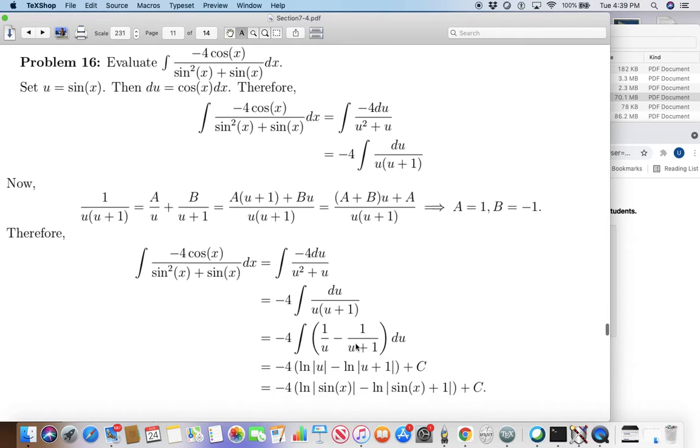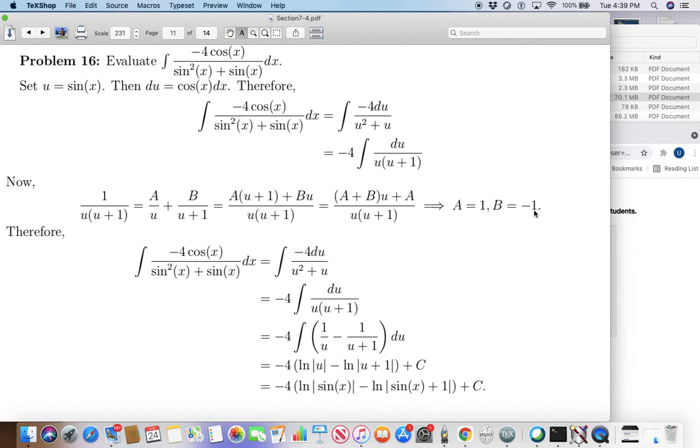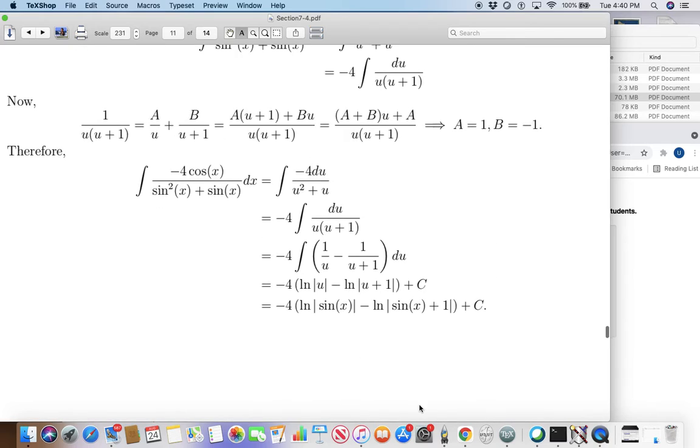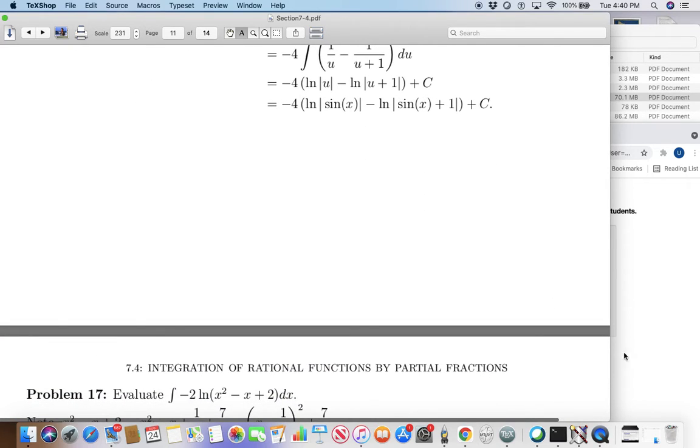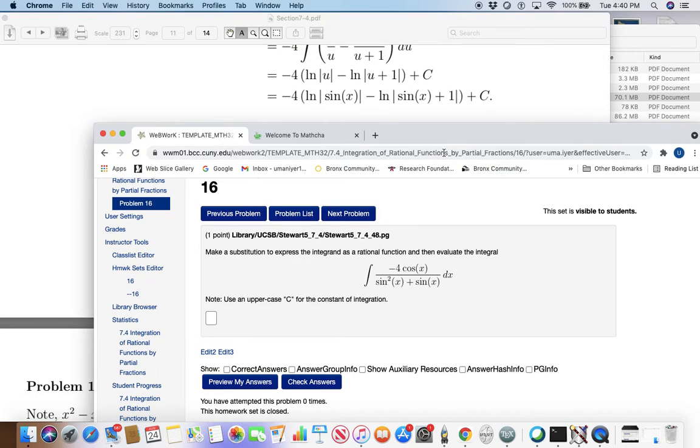That's my integrand, which I just resolved to be 1 over u minus 1 over u plus 1. When I take the integral, natural log absolute value u minus natural log absolute value u plus 1. But don't forget, the question was in terms of x, so the answer should be replacing u by sin x. That's it. Don't forget the constant of integration. So let's try.